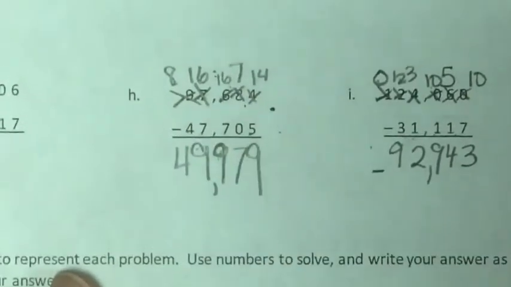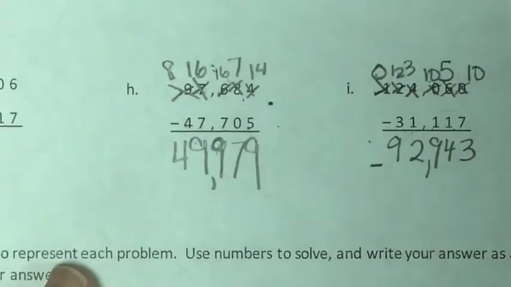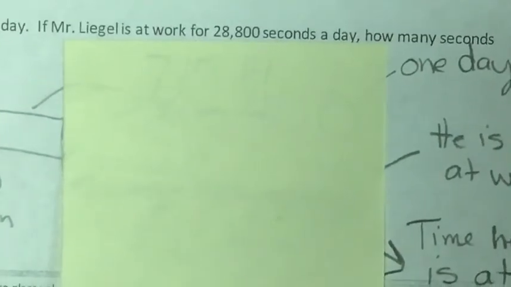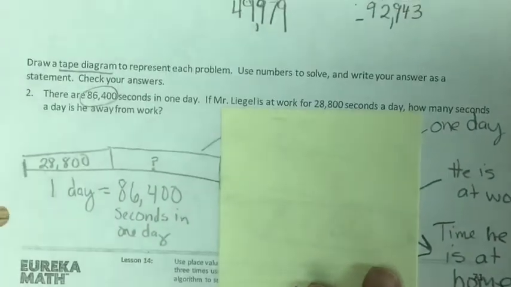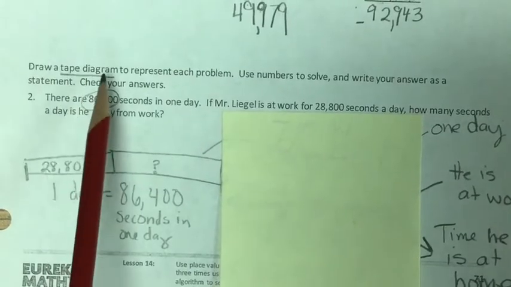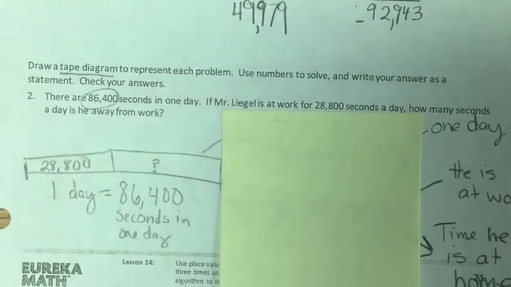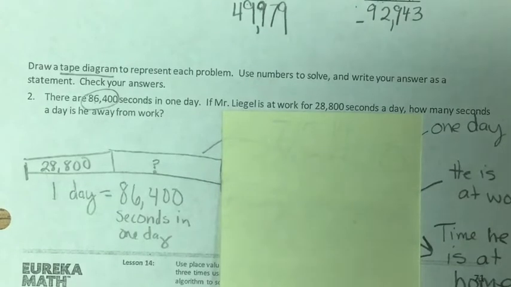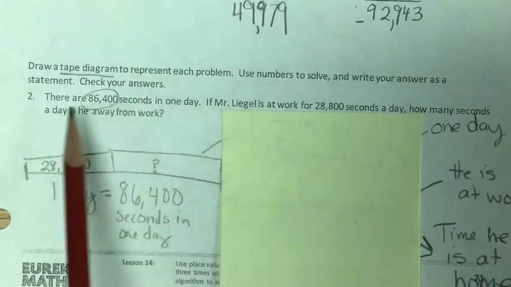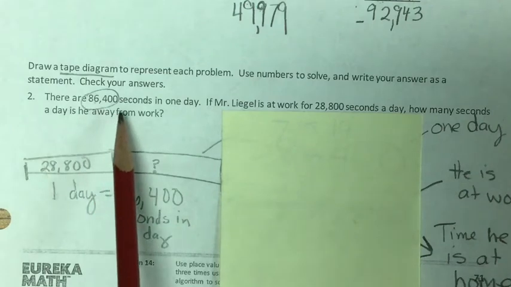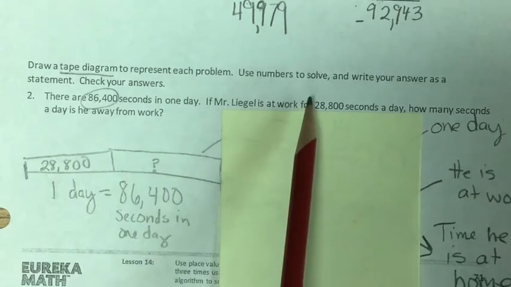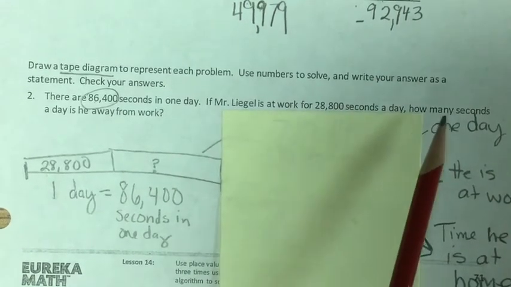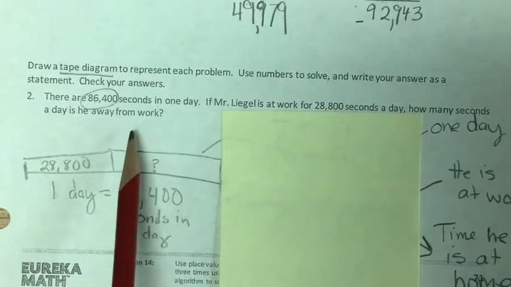Lots of unbundling. All right, so again, remember I've already worked this. Let me zoom out so you can see a little bit better. All right, let's read this problem. It says, draw a tape diagram to represent each problem. Use numbers to solve and write your answer as a statement. Check your answers. There are 86,400 seconds in one day. If Mr. Legals is at work 28,800 seconds a day, how many seconds a day is he away from work?